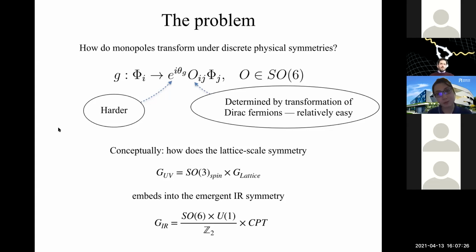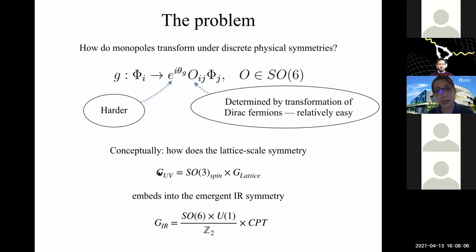Okay? So you can phrase this as a more general question. Conceptually, the question is, I have some lattice scale symmetry here, which I call G_UV, and I have some emergent critical theory at low energy, which tends to have a larger emergent symmetry than the UV symmetry. In this case, my IR symmetry has SO(6) or SU(4), and there's a U(1) symmetry that corresponds to the conservation of the gauge flux. You don't worry about the mod Z2 here, and things like charge conjugation and parity and so on.